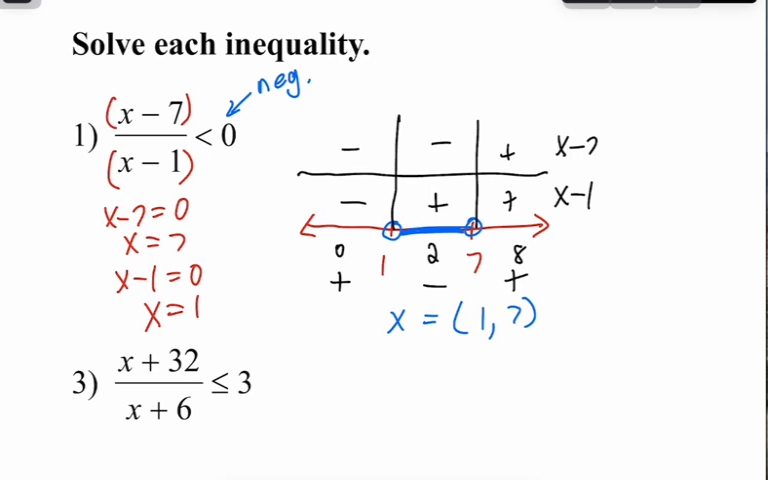Unlike the last one, where the ends will always match as far as bracket or parenthesis, the zeros here, one might have a bracket and one might have a parenthesis, and that's okay. That's just, you know, going to happen. But otherwise, the process is very, very similar to what we had done in the notes, okay?